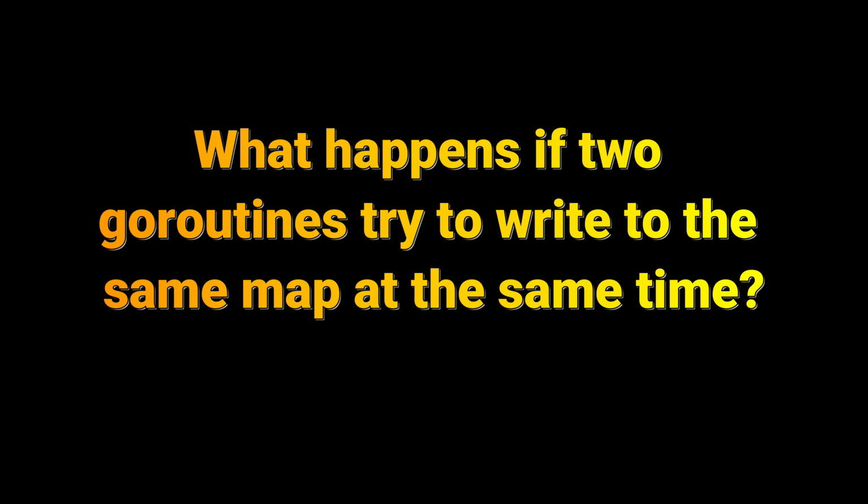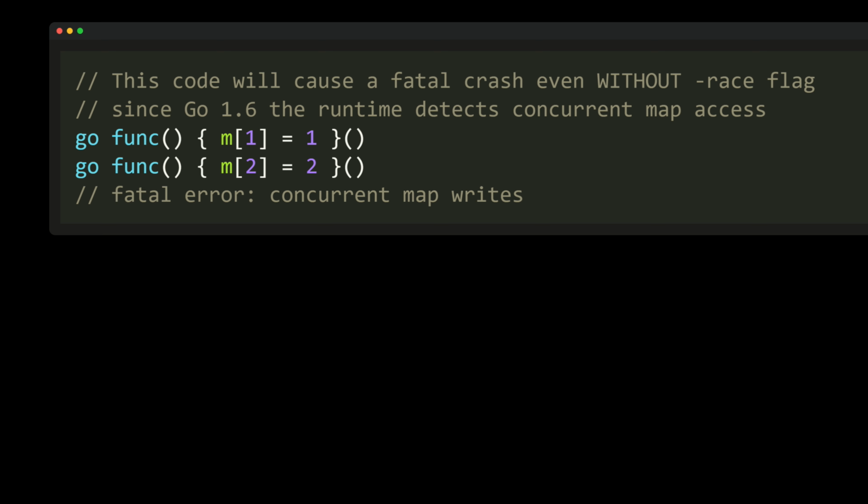Question: what happens if two Go routines try to write to the same map at the same time? If two Go routines try to write to the same map at the same time, the Go runtime detects this and crashes the program with a fatal error. This happens even without using the race detector tool, because Go has built-in protection against concurrent map writes. To avoid this, you must use synchronization like mutexes or sync.Map.